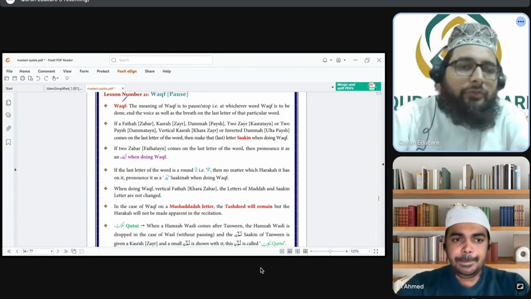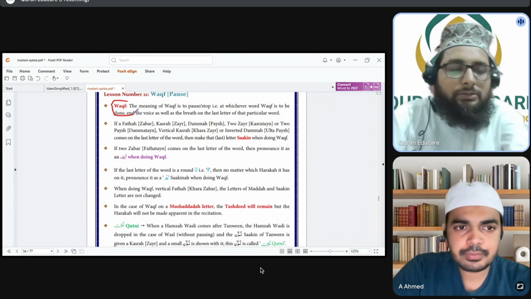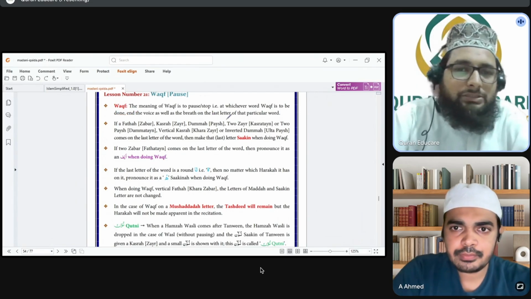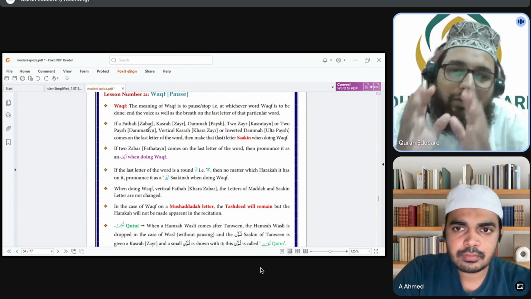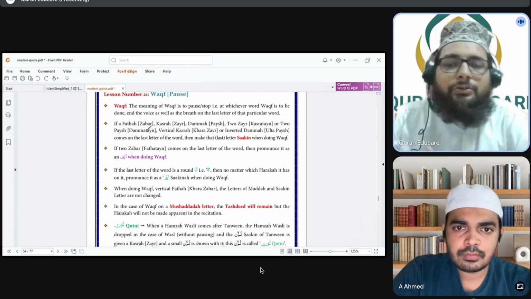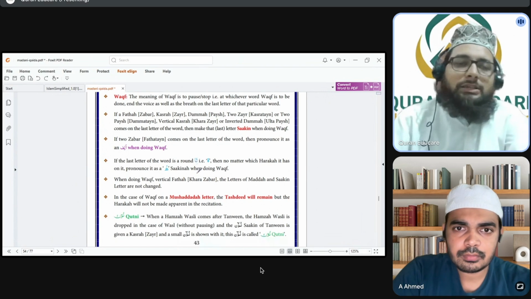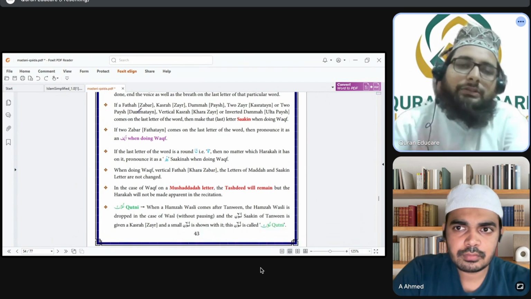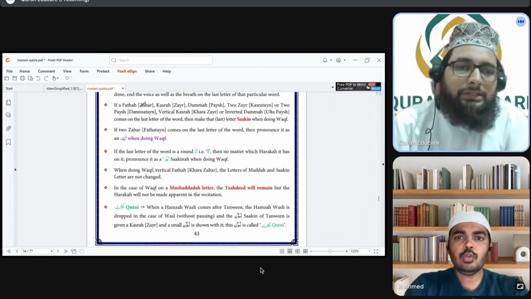So what is waqf? Waqf means stop, pause. At which word waqf is to be done, the voice as well as the breath is cut on the last letter of that particular word. And if some things will change into jazm, the details are mentioned here.